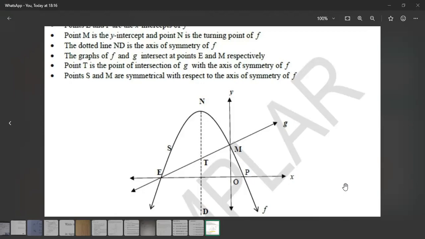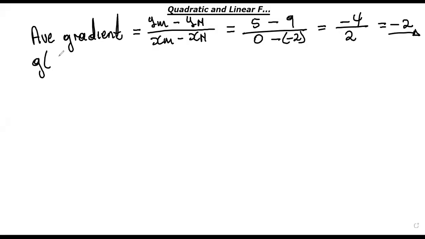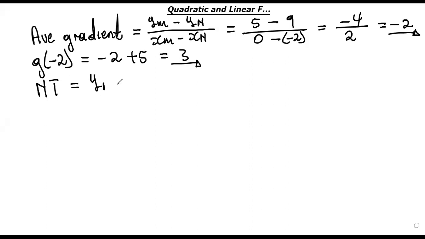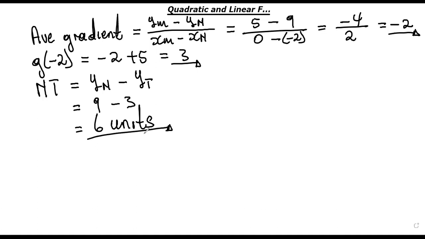So we can easily find our vertical length. So we say g of -2 will just be -2 plus 5, which will give us +3. Then we say, in order for us to find the vertical length NT, we take the bigger y value, then we subtract the smaller y value. So we say 9 minus 3 will simply give us 6 units as well. So that's your vertical length NT.